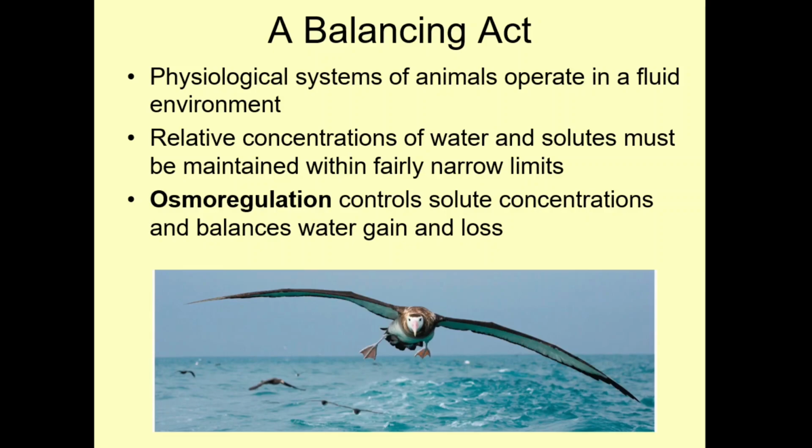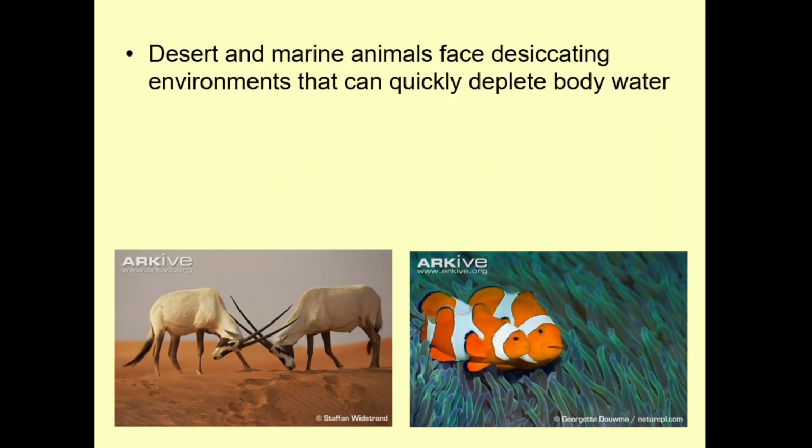So they have to work very hard to osmoregulate so they don't end up taking in too many solutes and losing too much fresh water. And we'll talk about some of the ways in which they do that as we go through. Different animals that live in different habitats and different environments will face different osmoregulatory pressures. So as we can see here, desert and marine animals face desiccating environments that can quickly deplete body water.